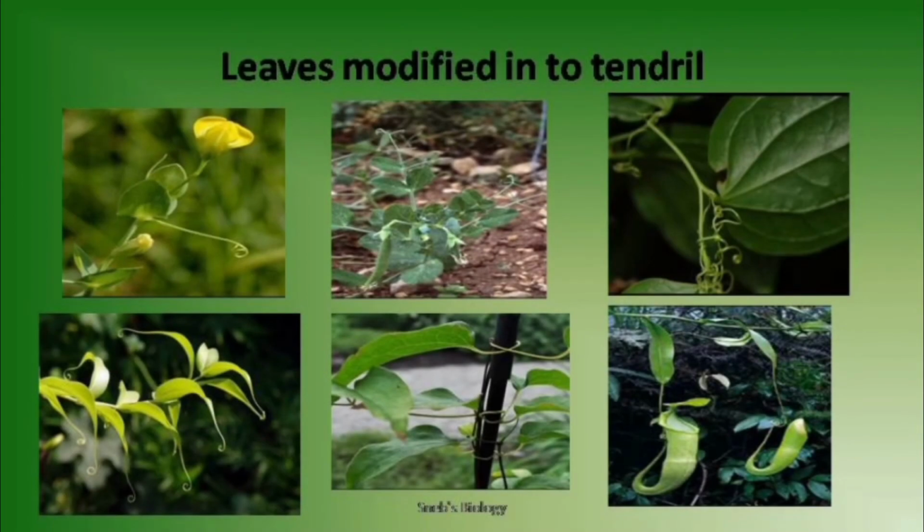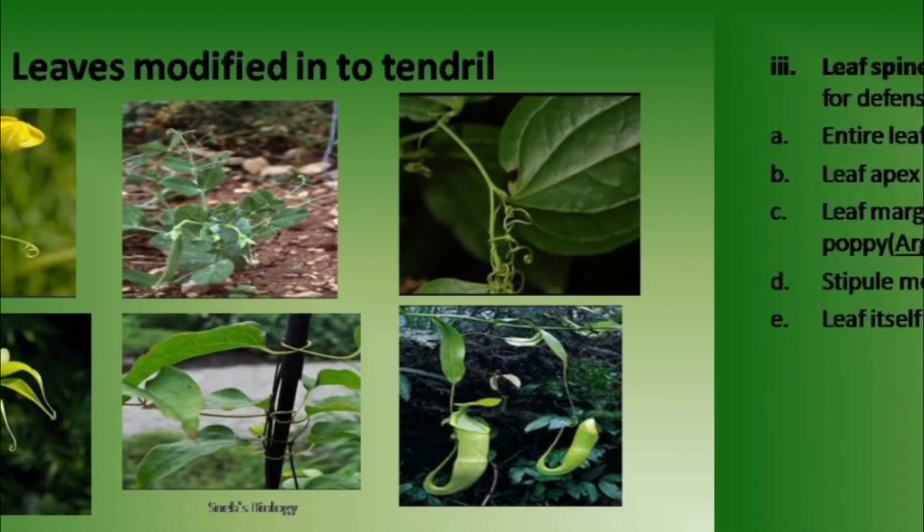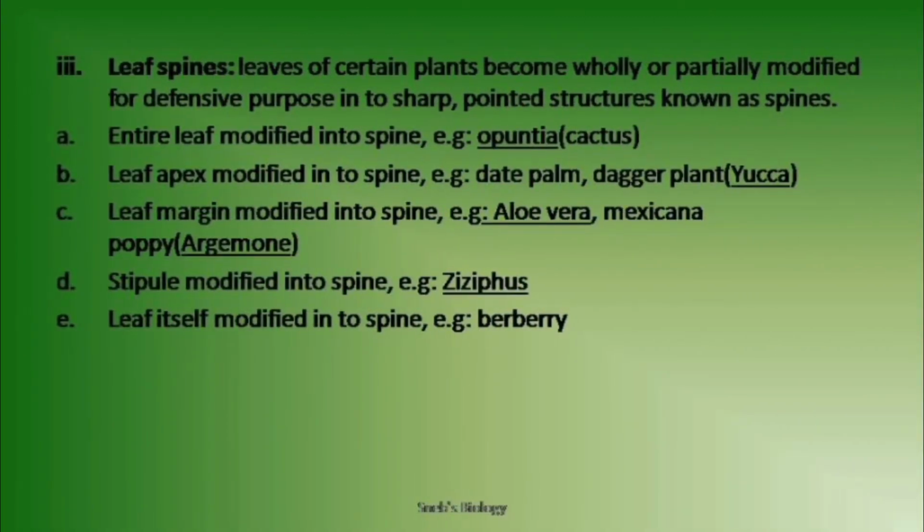So in all these cases, some part of the leaf has got modified into tendril. So all these come under modified leaves. The structures which are formed are modifications of leaf, and they are performing a function other than photosynthesis. The next modification is called leaf spines. That means the leaf is getting modified into a spiny structure.